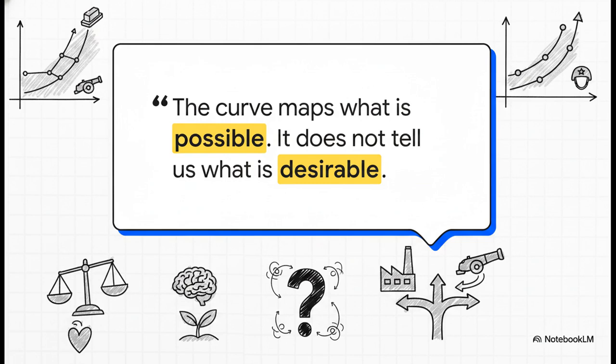I want to leave you with this final, essential thought to take away from this explainer. The curve maps what is possible. It does not tell us what is desirable. We can map out exactly what it costs to trade butter for guns or civilian infrastructure for military might. But out of all the efficient possibilities on that curve, the real question is, what values will drive the choices your society ultimately makes?